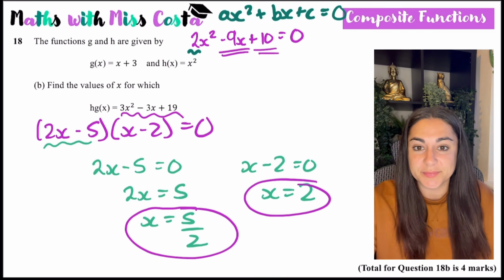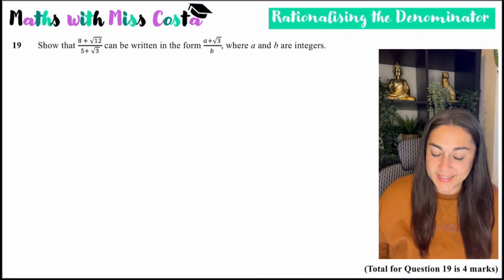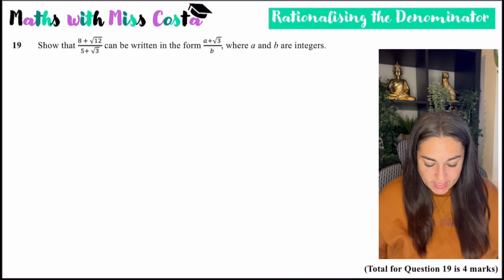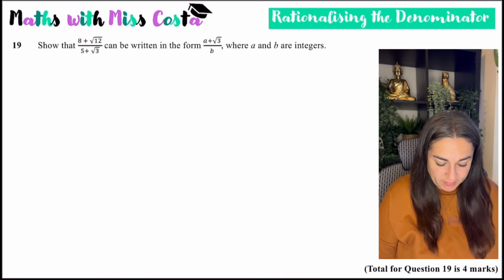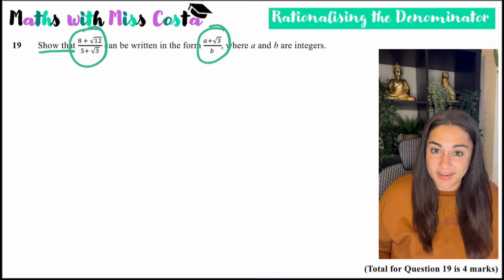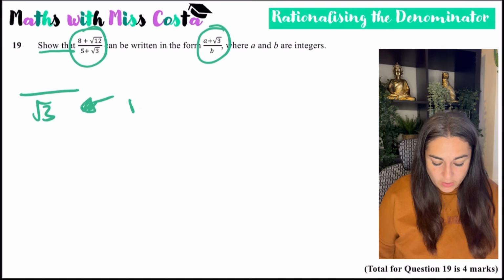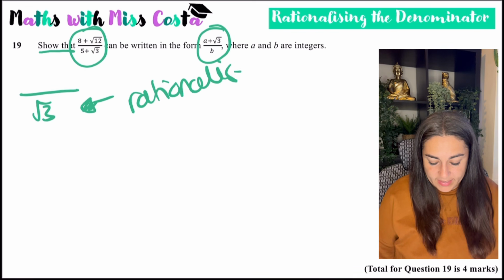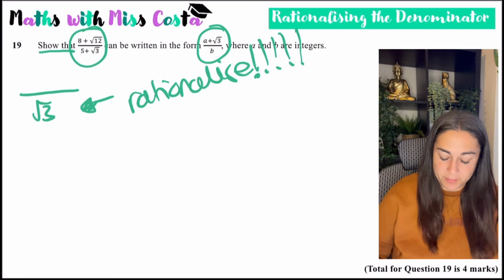So the values of x for which hg of x is equal to this are x is 2.5 and x is 2. Okay, in this question, we are dealing with surds, and whenever you're dealing with surds, generally you're going to be rationalizing the denominator. Not always, but if you see something like this, you're told to show that this can be written in this form, which means simplify it. And to simplify a surd, if it has a surd part as the denominator, we need to rationalize it. And all rationalize means is eliminate the surd part. We want a denominator that is a rational number.